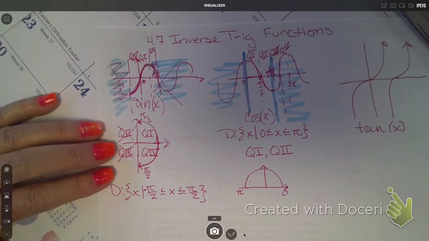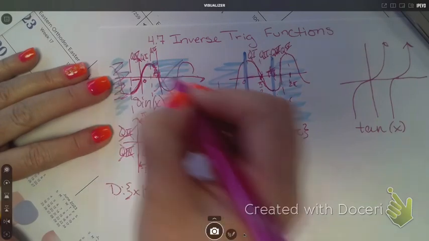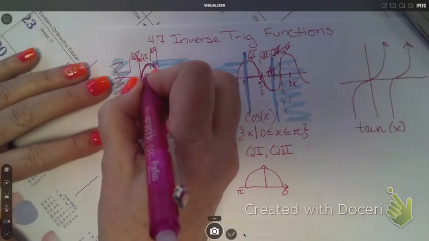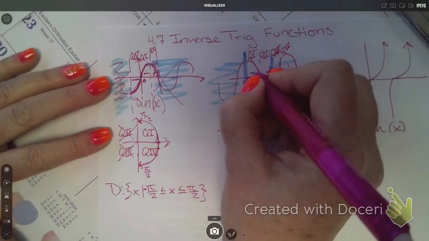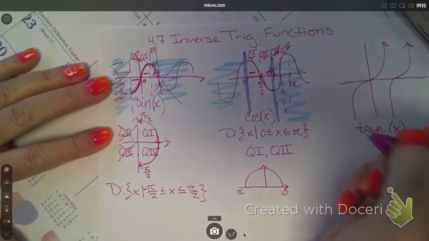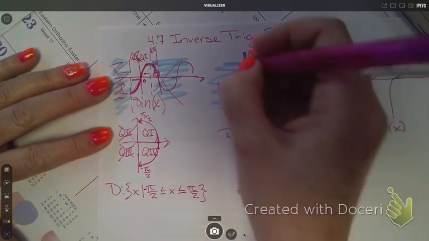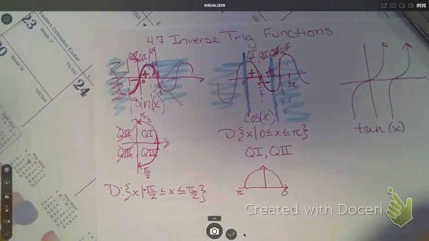Okay? So when I want negative values, it's going to be where? In the 4th quadrant. When I want positive values, it's going to be in the what? Quadrant 1. Cosine, when I want positive values, it's going to be in the what quadrant? First. When I want negative, it's going to be in the what? Second. Here, I'll put a positive. I will only have one answer.